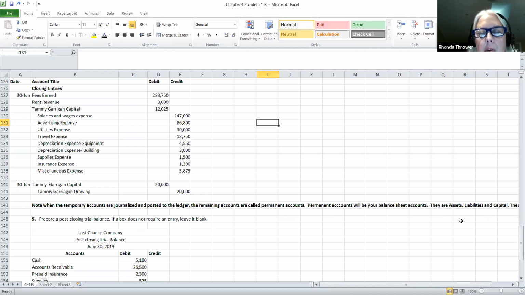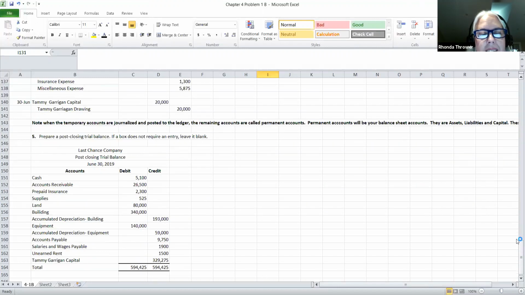Remember, the balance sheet was a restatement of the accounting equation. So we started the problems with the accounting equation and analyzing transactions through the accounting equation. We're ending the cycle with the accounting equation again, which is your balance sheet accounts. They are your permanent accounts. So what's left in the ledger is what we call permanent accounts, and they are the accounts that will go on the post-closing trial balance. They are your balance sheet accounts.